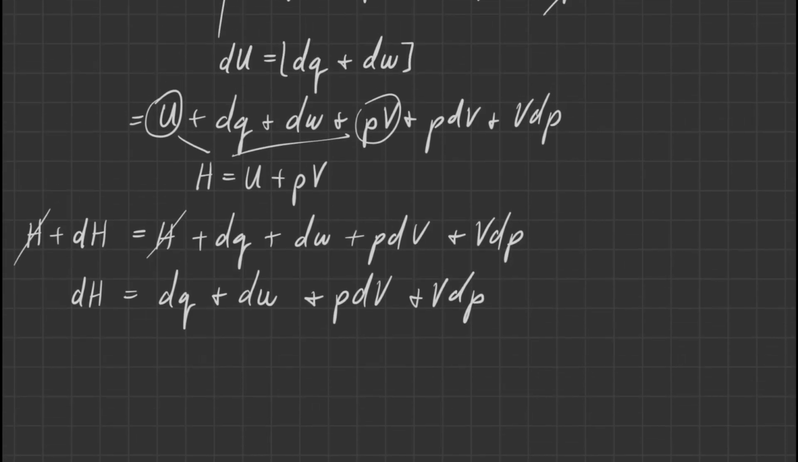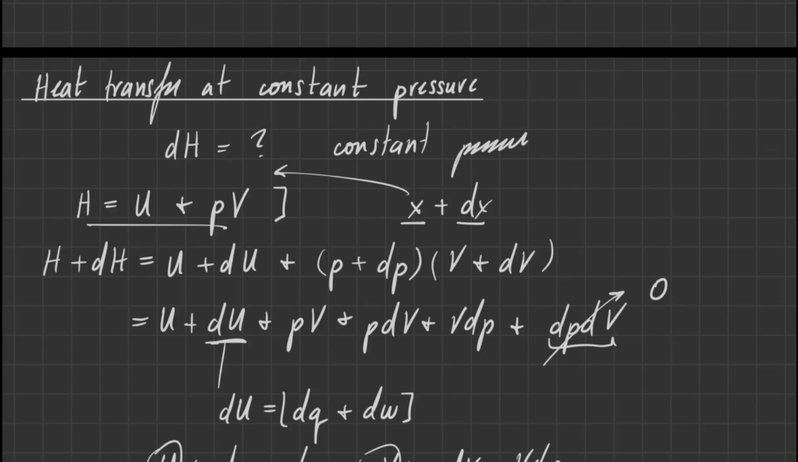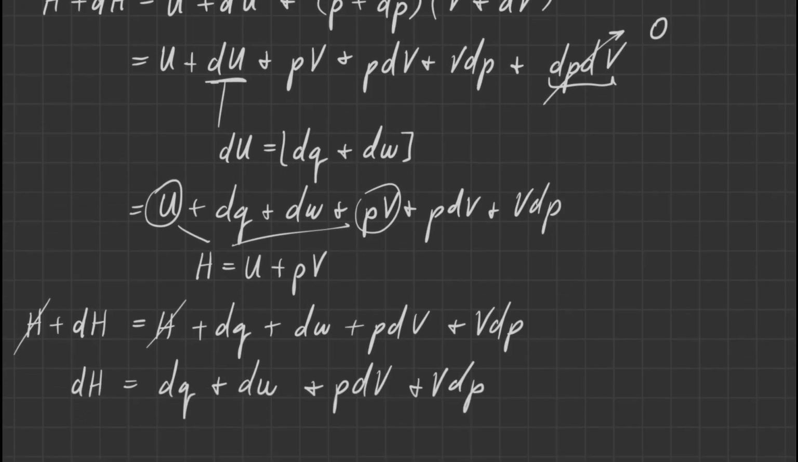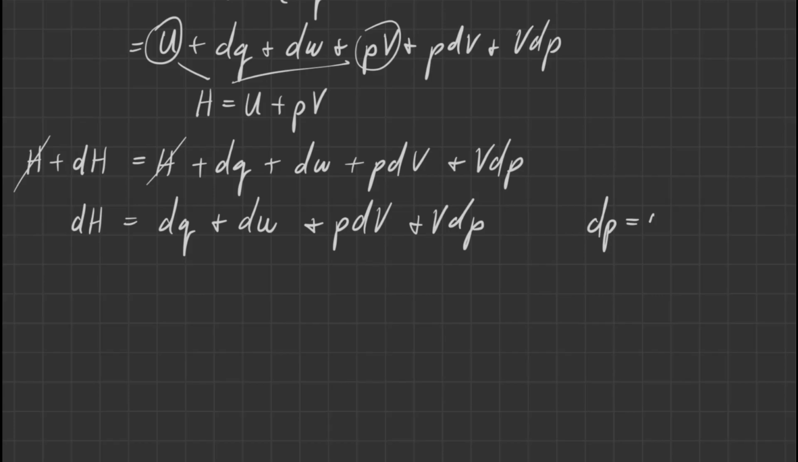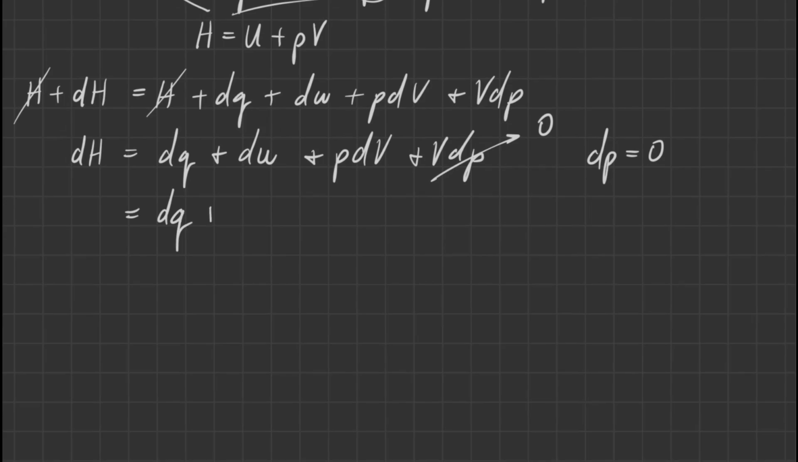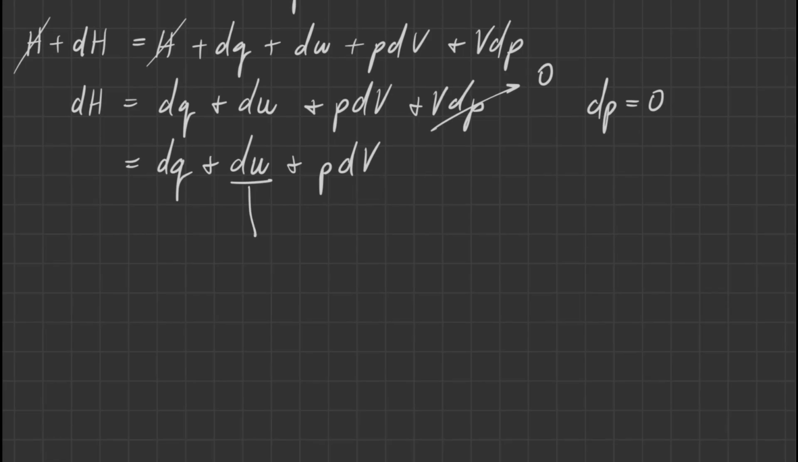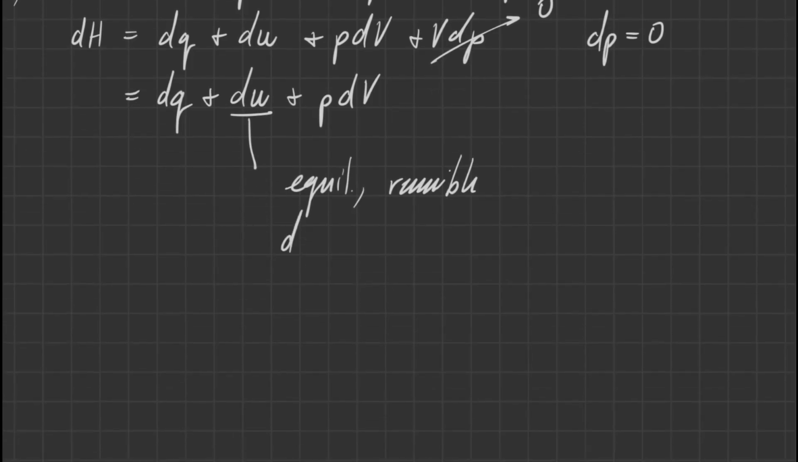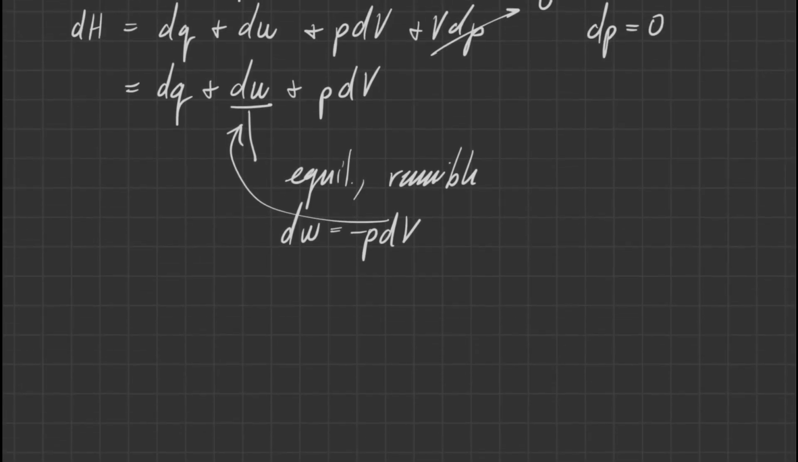From earlier, we know that one of our constraints is that the process occurs at constant pressure. This means that dP is equal to 0, and this term evaluates to 0. So we're now left with dq plus dw plus PdV. Regarding the dw term, if we assume that the process is in equilibrium and that the work of expansion is reversible, then we know that dw is equal to negative PdV, and we can substitute that into our formula.